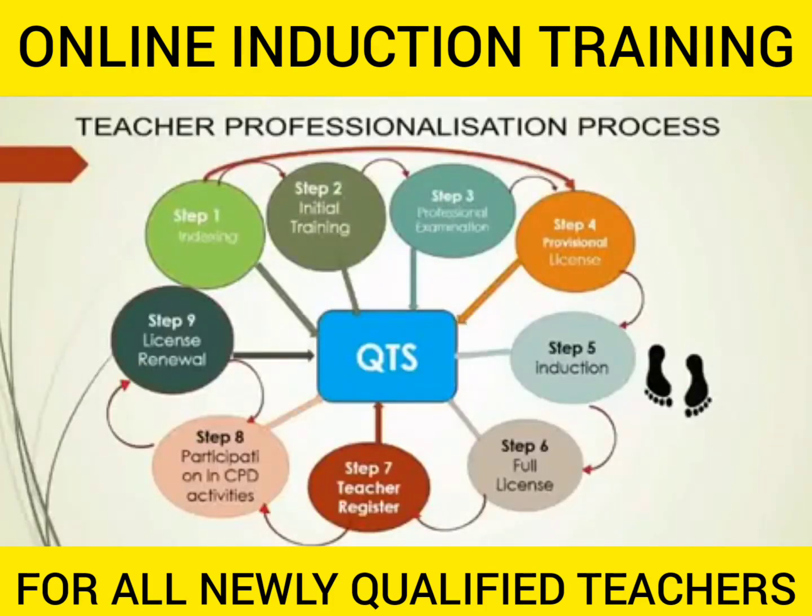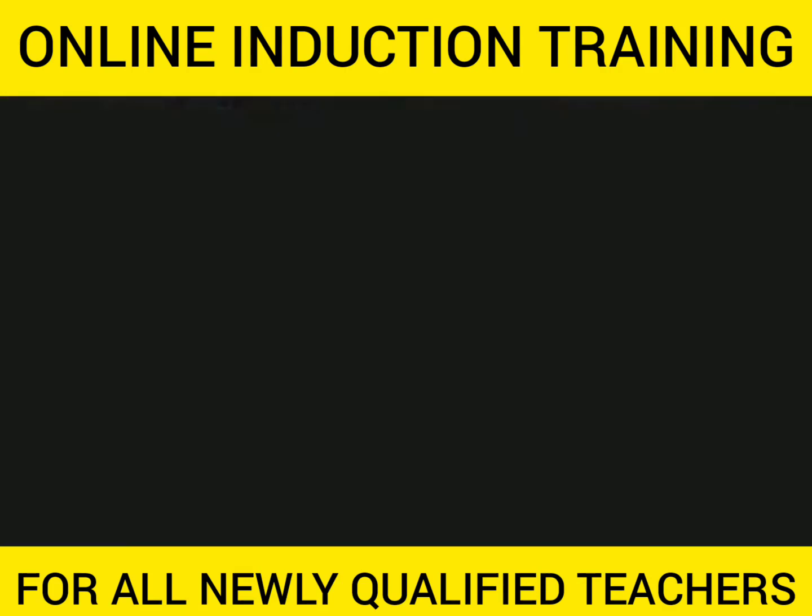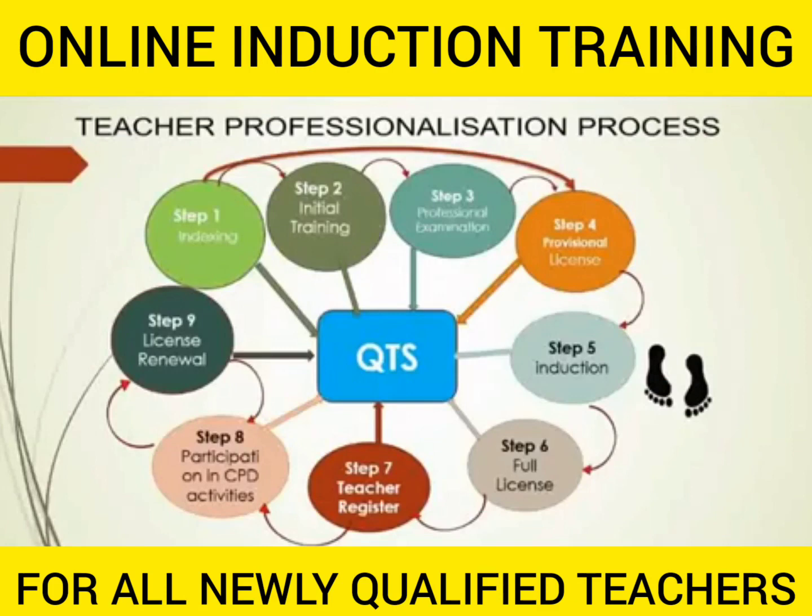The process doesn't end there. Once you have your full license, you are expected to take part in CPD activities. We'll talk more about CPD activities, and then meet the minimum points. And then step 9, have your license renewed, which means if you don't go through CPD activities, at the expiration of your teacher license, you cannot renew. So that is the process.